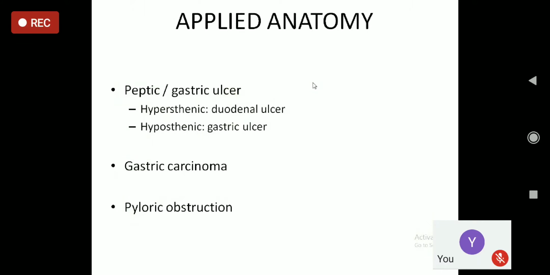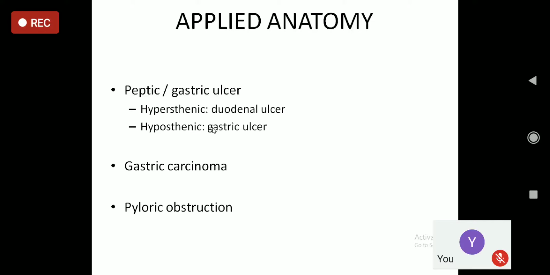Applied aspect, peptic or gastric ulcer, we have already mentioned. Hypersthenic type of stomach is having more of the oblique arrangement or almost horizontal arrangement. Hyposthenic type is more of vertical arrangement. So in case of hyposthenic type, there is chance that there will be accumulation of gastric juice within the stomach for some time, making the person prone to gastric ulcer. While in case of hypersthenic type, as stomach is more horizontally arranged, the gastric juice can easily flow towards the duodenum, making duodenum more prone to ulcer.